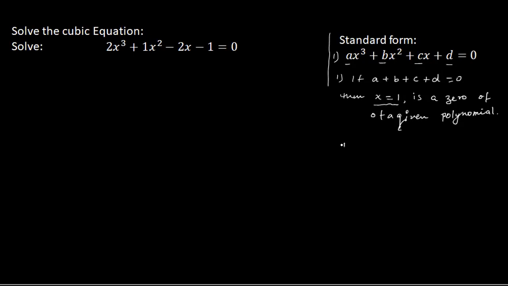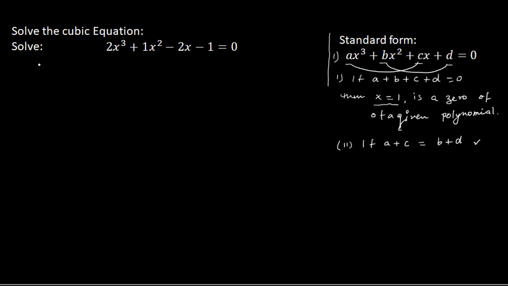Rule number two, simply add alternate terms like a plus c, and if a plus c equals b plus d, then x equals -1 is a zero of the given polynomial. Then we use simple synthetic division to find the other two zeros of the polynomial.